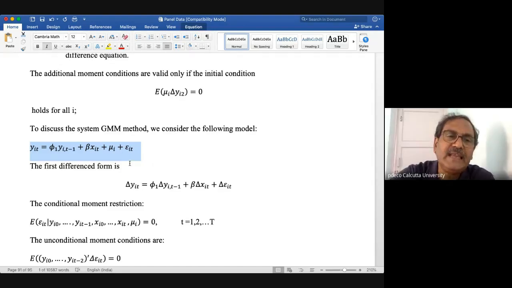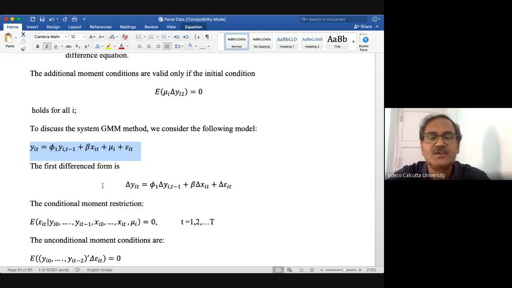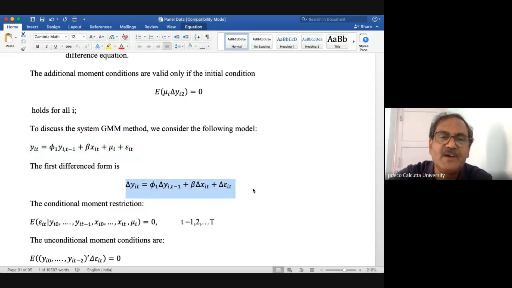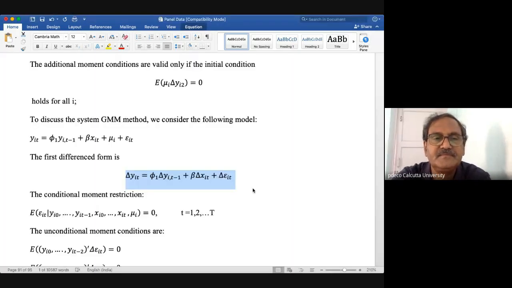Now to eliminate mu I, you have to take the first difference. So the first difference model looks like this. After taking the first difference, mu I will be cancelled out. Now consider the moment conditions.